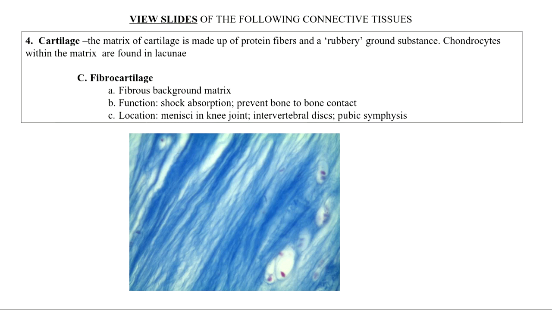Fibrocartilage, you can see the fibers in the matrix really nicely if you look at this picture, but then you can also see the chondrocytes, as you could in previous cartilage tissues that I showed you.